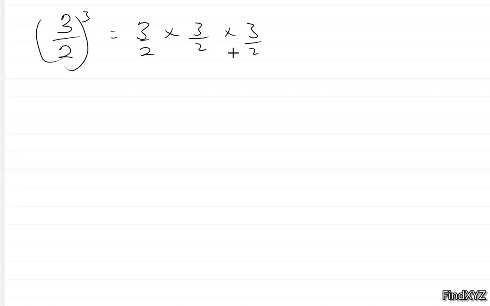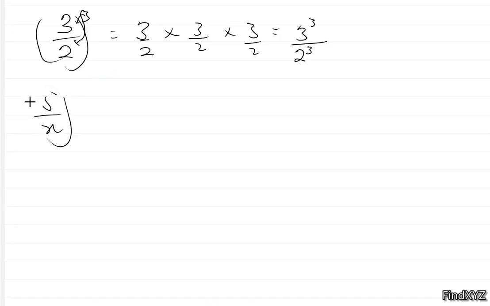Given 3 over 2 to an exponent 3, we can expand because the base is multiplying itself how many times? 3 times. So we can write this as 3 over 2 times 3 over 2 times 3 over 2. Now how many times is 3 multiplying itself? That is 3 to the power of 3. And how many times is 2 multiplying itself? That is 2 to the power of 3. Clearly we can see that we can also distribute the powers to each term.